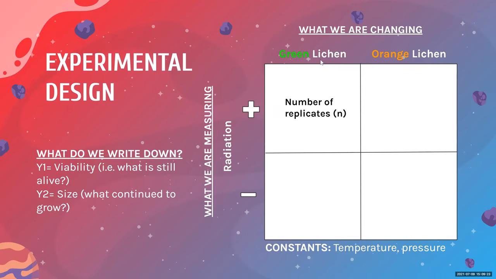And then it's important just somewhere on the side to keep track of what are you going to write down when you run this experiment? Like, what data are you going to record? This is how you have proof of any pattern you see, right? So this goes back to the question I asked in the beginning, where it's how do you measure survival? In this case, you could look at viability, so what is still alive at the end. And you can also look at size, so what continued to grow in this experiment.